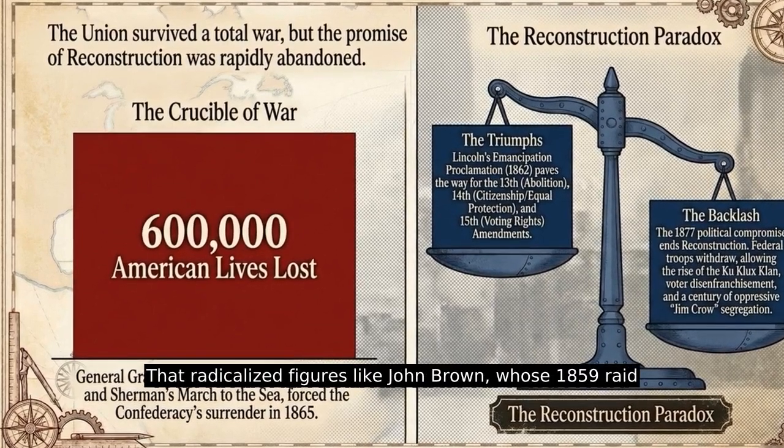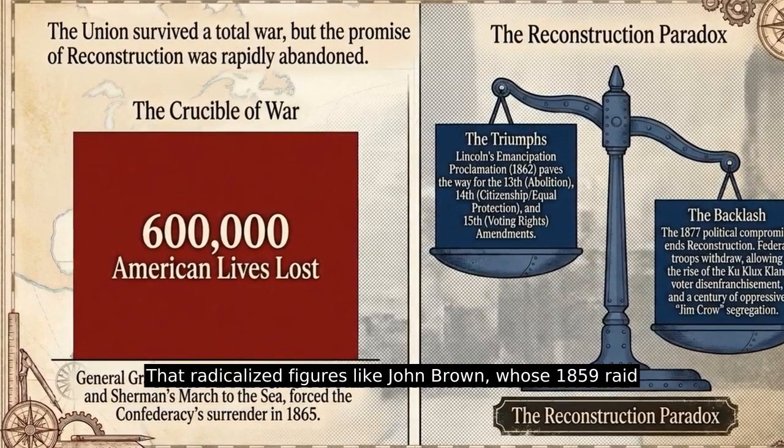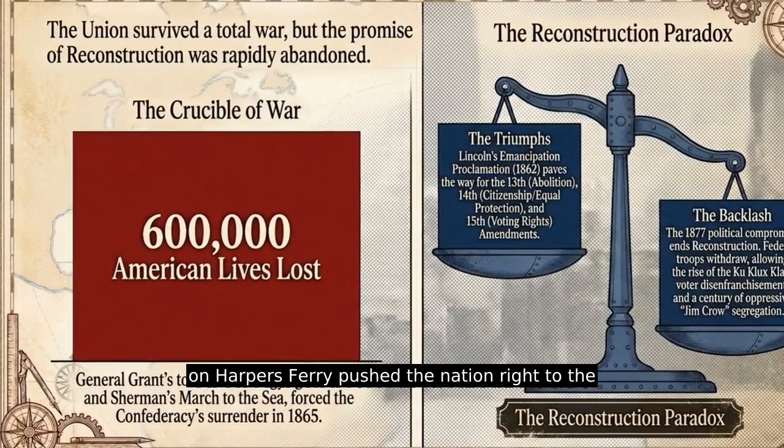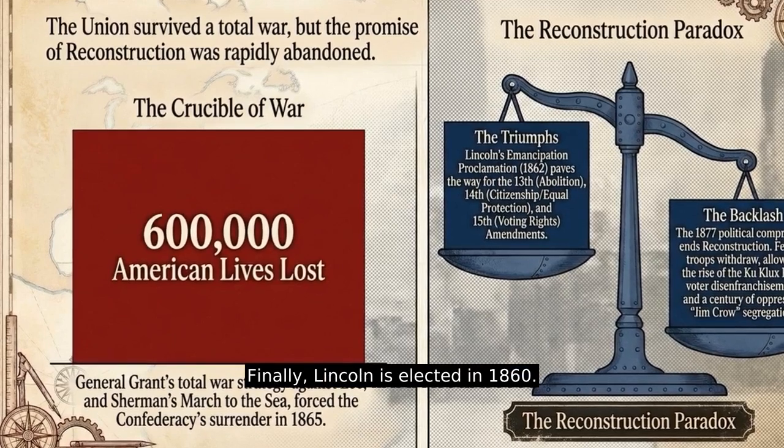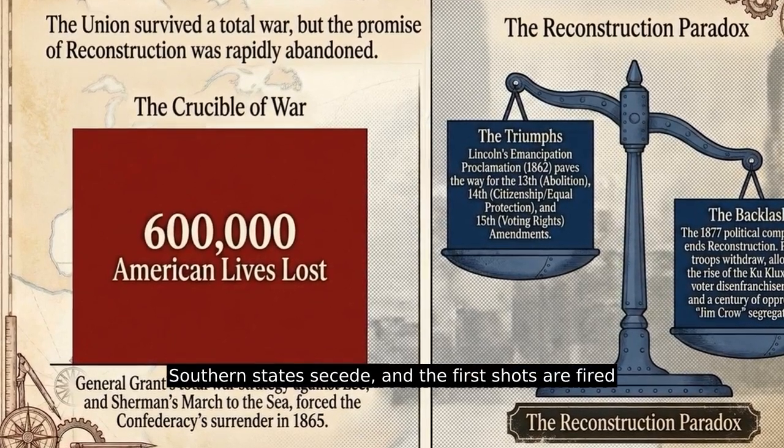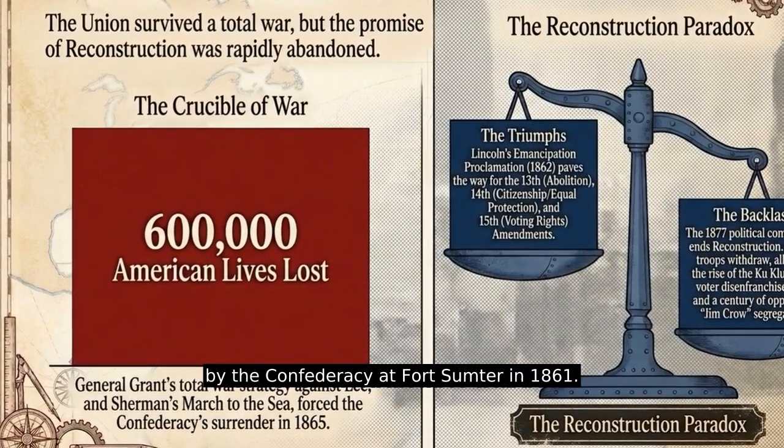That radicalized figures like John Brown, whose 1859 raid on Harper's Ferry pushed the nation right to the absolute brink. Finally, Lincoln is elected in 1860. Southern states secede, and the first shots are fired by the Confederacy at Fort Sumter in 1861.